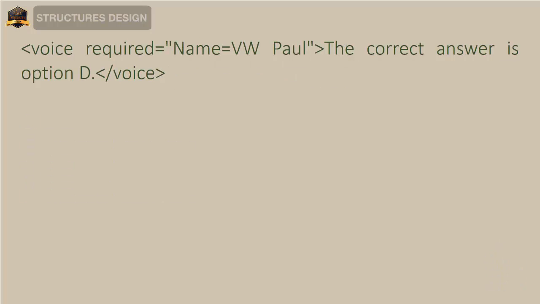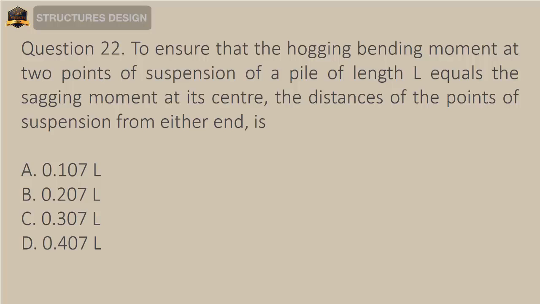Question 22. To ensure that the hogging bending moment at 2 points of suspension of a pile of length L equals the sagging moment at its center, the distances of the points of suspension from either end is A. 0.107 L, B. 0.207 L, C. 0.307 L, D. 0.407 L. The correct answer is option B.